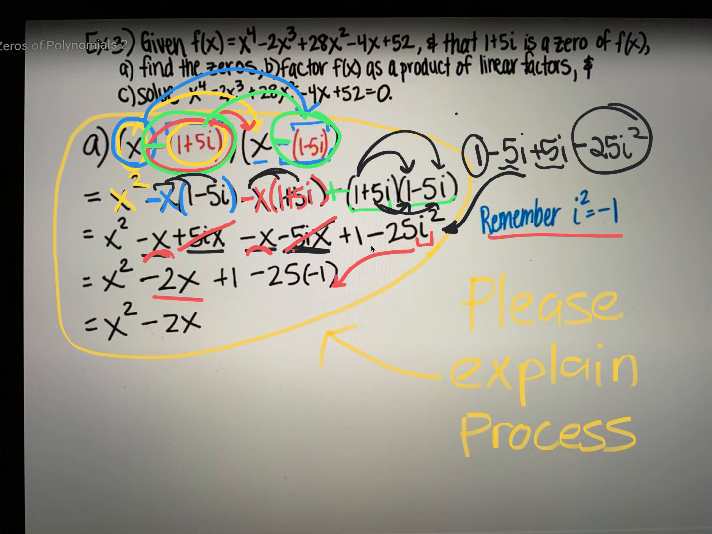Okay, so then we have x squared minus 2x. That's what's written down. And then over here, that negative 25 times negative 1 will become a positive 25. So we'll have plus 26 when we combine those together. So hope that helps.